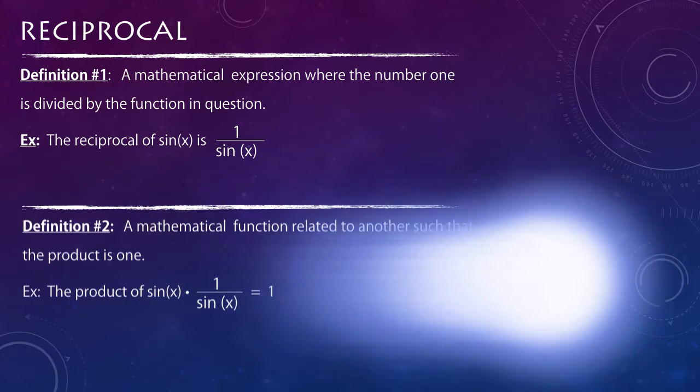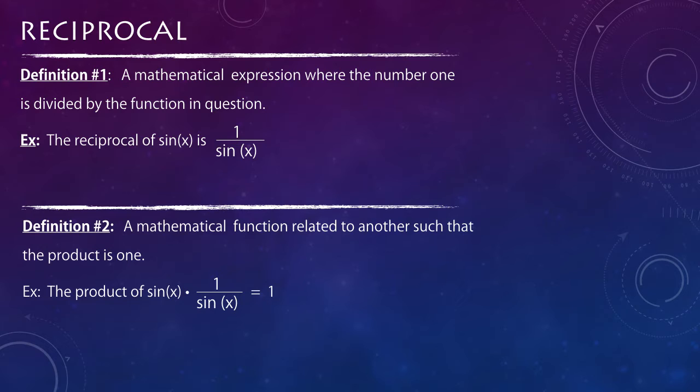A second definition is a mathematical function related to another such that the product is 1. So the product of sine x times 1 over sine x would give us 1.